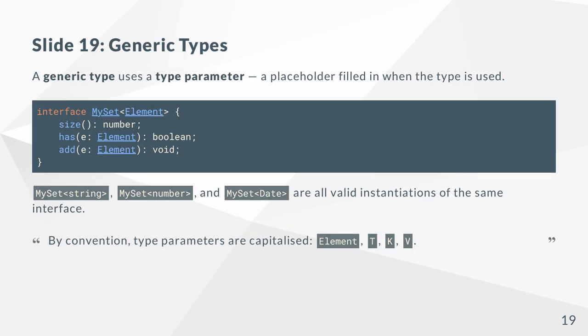A generic type uses a type parameter, a placeholder filled in at usage time. The MySet interface uses Element as its type parameter. MySet of string, MySet of number, and MySet of Date are all valid instantiations. The interface is written once, but it works correctly for any element type. By convention, type parameters use capitalized names: Element, T, K, V. Generics are how we write truly reusable, type-safe data structures.